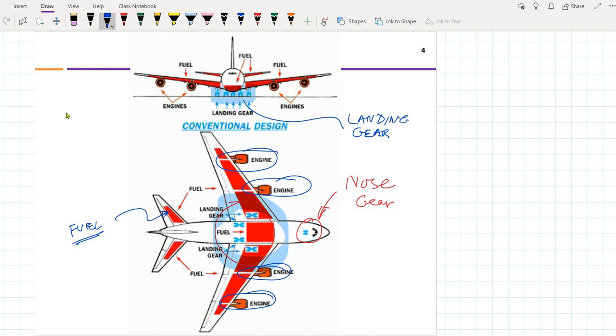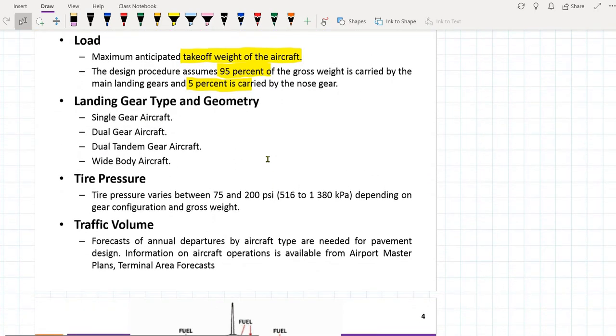Anyway, there are two gears: one is called the nose gear, and the other is the main landing gear. The landing gear is going to take 95% of the aircraft load, and the nose gear takes only 5%. This is the convention we are going to follow in our calculations. The gears have different configurations, and we are going to see the details in a short while. The landing gears are mostly of these types: single gear, dual gear, dual tandem, or wide body aircraft. The tire pressure of aeroplanes varies from 75 to 200 psi. If you remember, when we design highway pavements, we consider the standard axle, and that standard axle has a pressure of 70 psi.